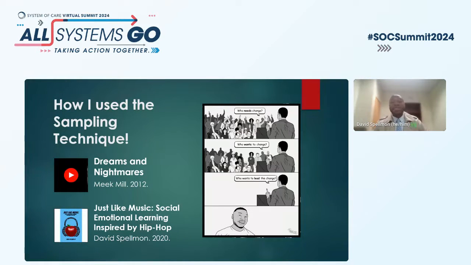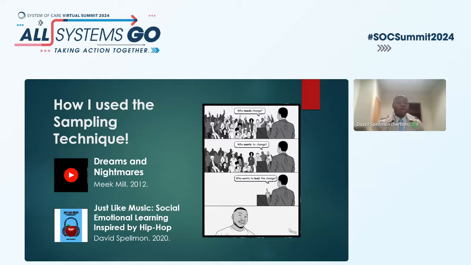This is how I use the sampling technique to create a whole book and curriculum. So the book that I wrote, Just Like Music: Social Emotional Learning Inspired by Hip Hop, I sample many hip hop songs, essentially hip hop lyrics, and I create SEL lessons. So that image that you see on the right says, who needs change? Everybody's raising their hand. So in the intro, I talk about specifically how K-12 needs changes.